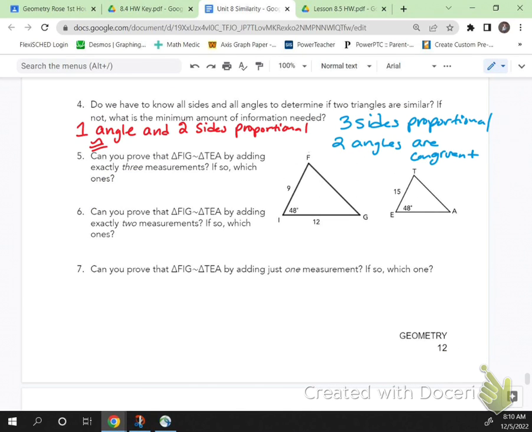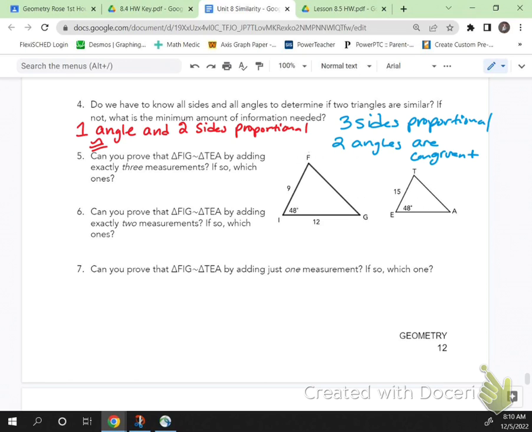Great. These are the scenarios. We have at least 2 angles that we know are congruent. By the triangle angle sum, we'll find that the third angle is going to be congruent. We could have 3 sides that are proportional, or we could have 1 angle congruent and 2 sides around it are proportional.